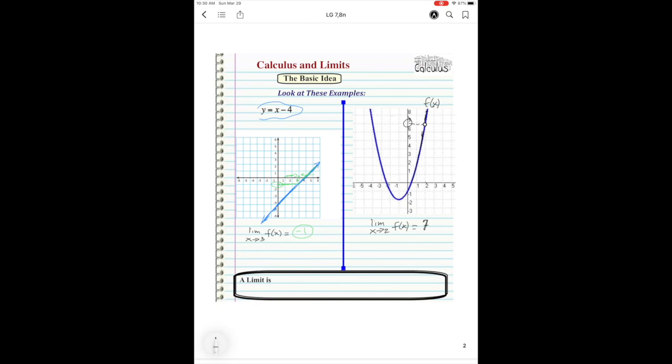So as we approach 2, the answer is 7. But you may say, well, Mr. Rabbit, there's a hole there. See, there's a hole there, so you can't get to 7. But with the concept of limits, remember, we're trying to approach 7. We're getting really, really, really close to 7.